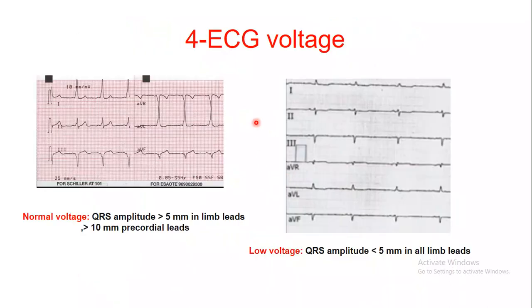Then comment on the ECG voltage. The normal voltage of the QRS complex is more than 5 millimeters in limb leads and more than 10 millimeters in precordial leads. Low voltage means that QRS amplitude is less than 5 millimeters in any limb leads. Amplitude means the whole QRS from the most negative point to the most positive point. The height of the QRS is called amplitude. Amplitude less than 5 denotes low voltage.